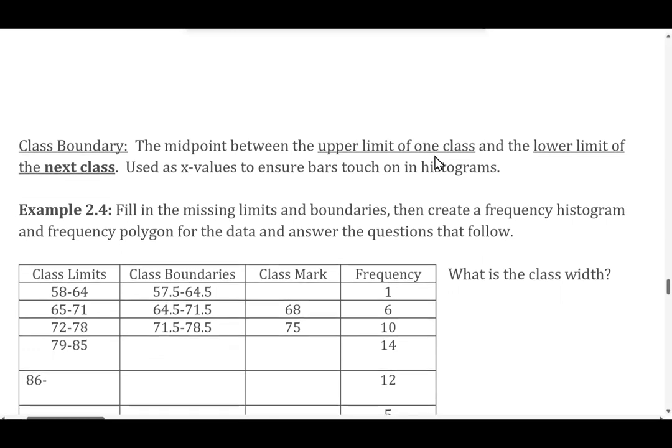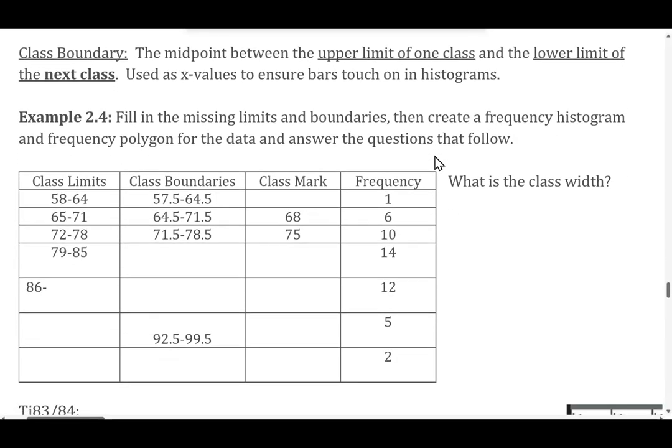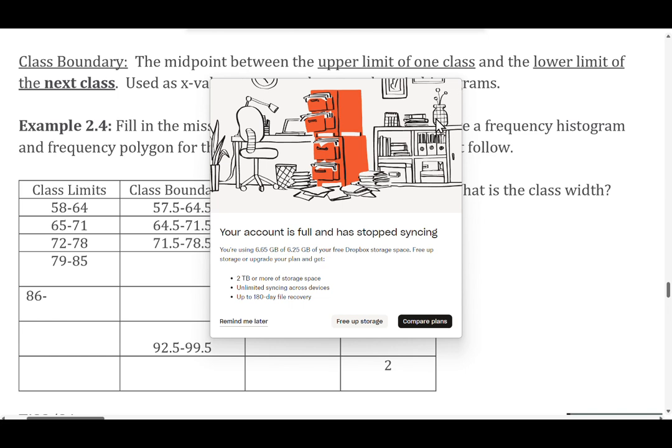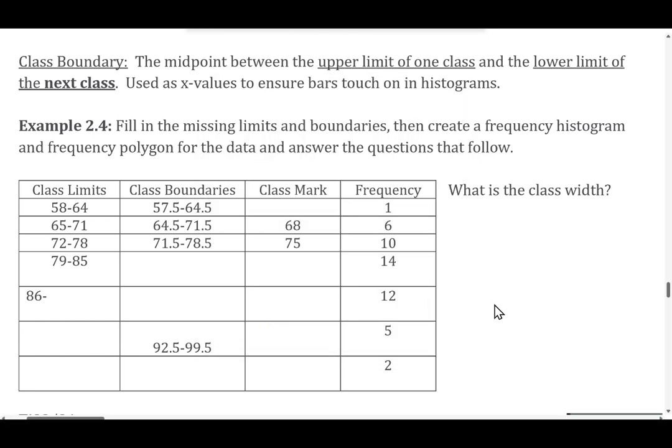The last definition we need to talk about is the class boundary. The class boundary is the midpoint between the upper class limit of one class and the lower limit of the next class. We're going to use the class boundaries as x values to ensure that our bars will touch on a histogram. Recall that a histogram is used for numerical data, and we use histograms because the numerical data will always follow a specific order, and the first value is always followed directly by the second value. So we need those bars of the histogram to match up and be touching.